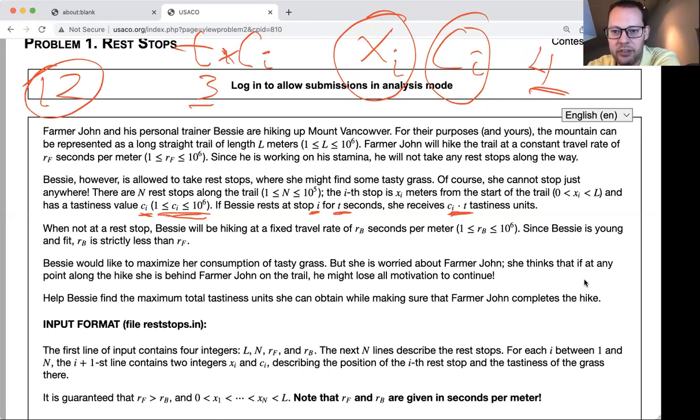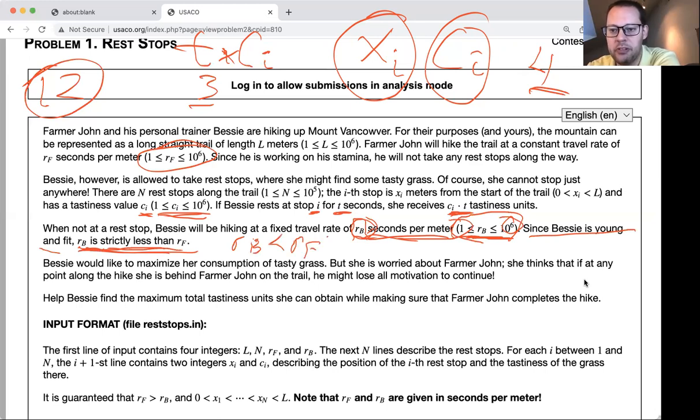When not at a rest stop, Bessie will be hiking at a fixed travel rate of RB. Okay, so we have RF up above, and we're going to have RB down here, in seconds per meter again, with 1 less than or equal to RB, less than or equal to 10 to the 6th. So it could be 10 to the 6th, could be 1, could be anywhere in between. Since Bessie is young and fit, RB is strictly less than RF. RB is less than, not equal to, RF.